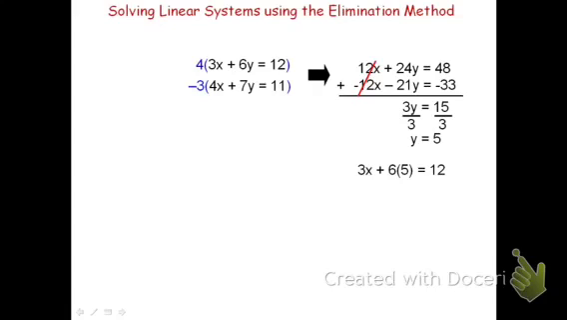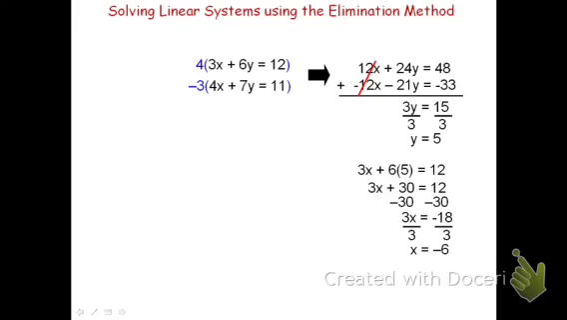Now I'm going to substitute this in, and this time none of the equations are really that much easier than the other, so I'm going to go ahead and substitute in the top equation. Again, I can use either one, whatever one I think is easier, and I think the top one's going to be marginally easier. Plugging in y is 5, 6 times 5 is 30, which we'll need to subtract from both sides, and we get that 3x equals negative 18. Dividing by 3, we get that x equals negative 6.